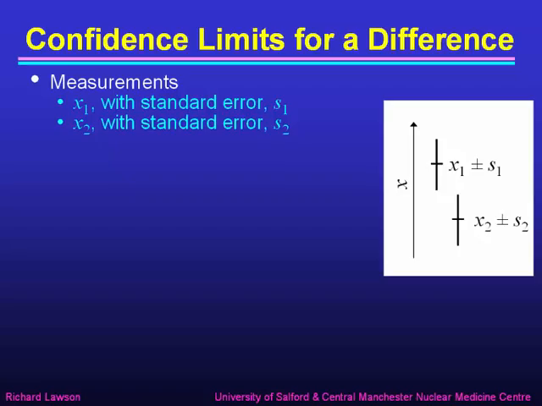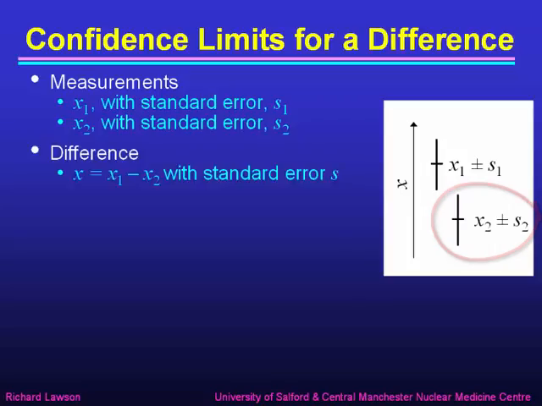So if we have a measurement x1 with a standard error s1 represented by an error bar x1 plus or minus s1, and x2 with a standard error s2 represented by an error bar x2 plus or minus s2, then the difference x1 minus x2 has got a standard error s. The question is, how big is this standard error of the difference?